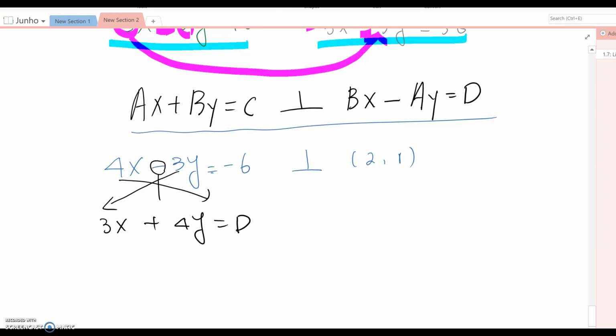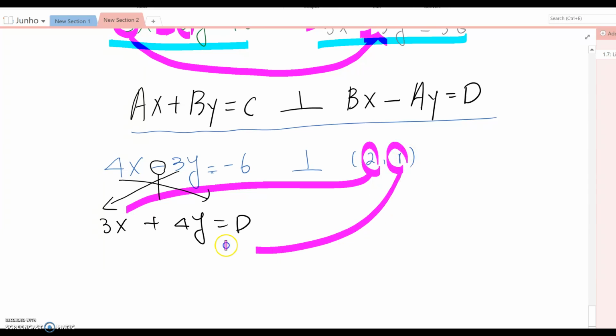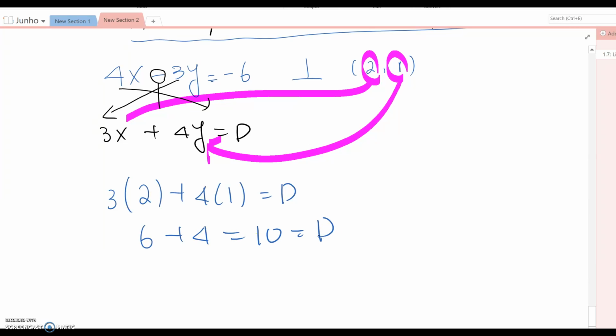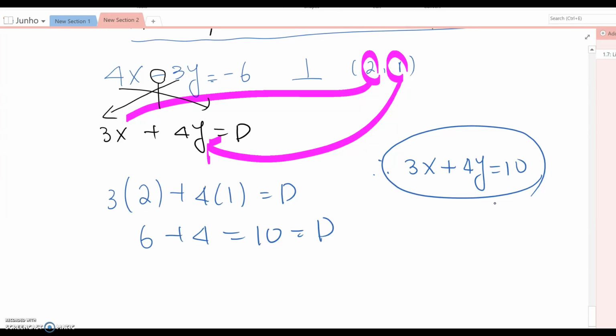Okay, and then you plug 2 into x, 1 into y. Then this becomes 3 times 2 plus 4 times 1 equal to d, which means 6 plus 4 equal to 10. That will be our d value here. Therefore, the answer becomes 3x plus 4y equal to 10. That will be the answer for this problem.